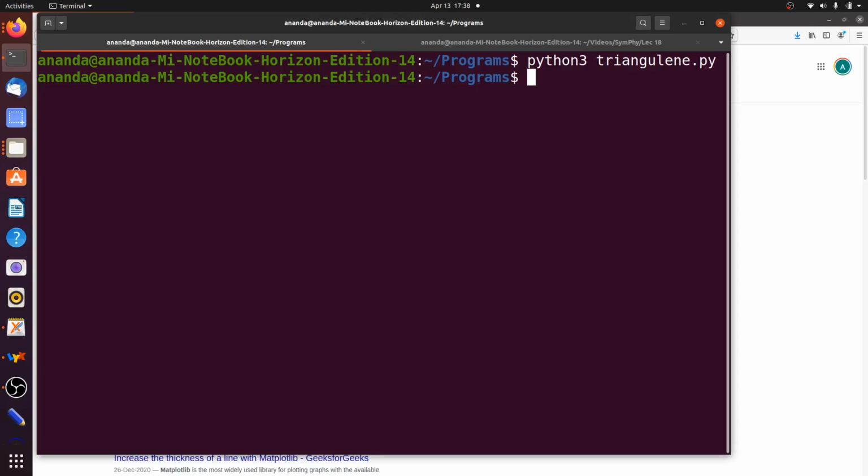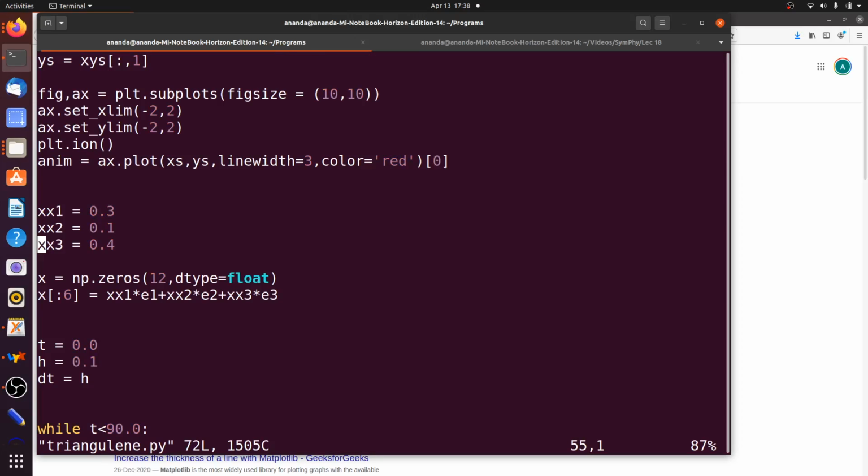So let us now take a look at what happens if we change the initial conditions so that we excite only one normal mode. For this, I will just edit my file. I am not going to go through the details of all the steps here.